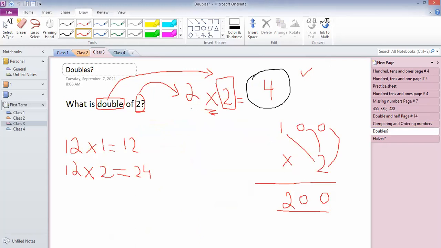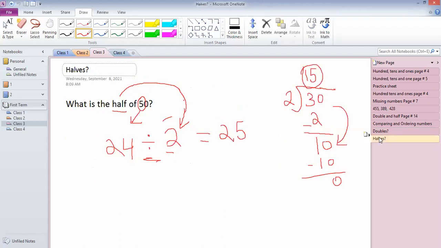Let's suppose you want to find out the double of 2, so you multiply 2 by 2, that is 4. If you want to find out the double of 5, you will multiply 5 by 2, that will be 10. If you want the double of 20, you will multiply 20 by 2, that will be 40. If you want to find out the double of 15, you will multiply 15 by 2 and that will be 30.